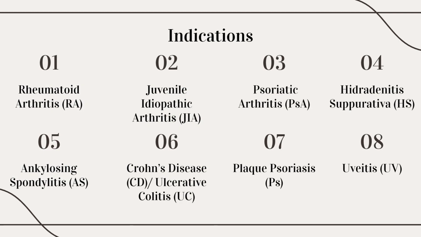Humira has 8 FDA-approved indications. It is used to treat rheumatoid arthritis, juvenile idiopathic arthritis, psoriatic arthritis, hidradenitis suppurativa, ankylosing spondylitis, Crohn's disease, ulcerative colitis, psoriasis, and uveitis.